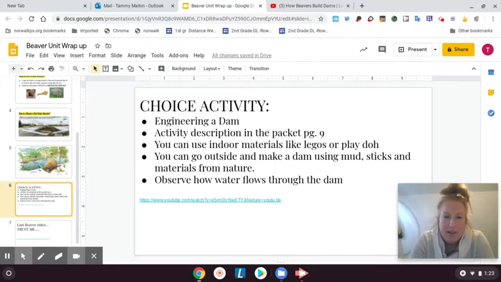Today's Saturday. But this is a choice activity. It's an optional activity. If you want to construct a beaver dam to see how the water flows, this is totally up to you. It's on page 9 of your packet.